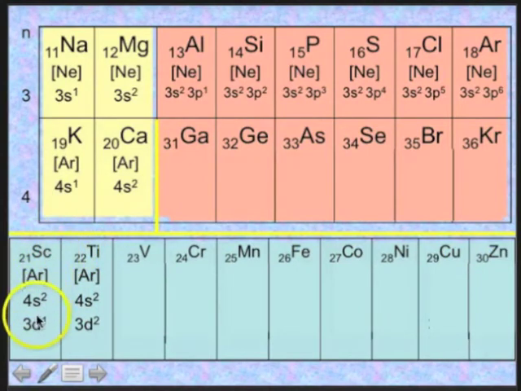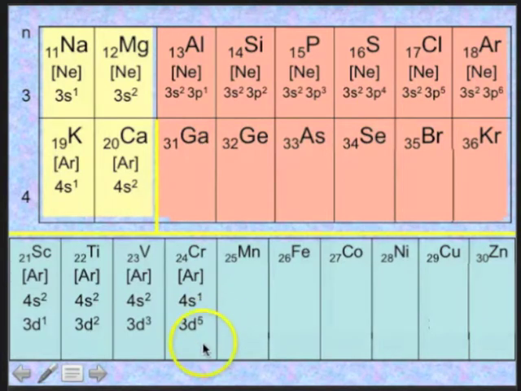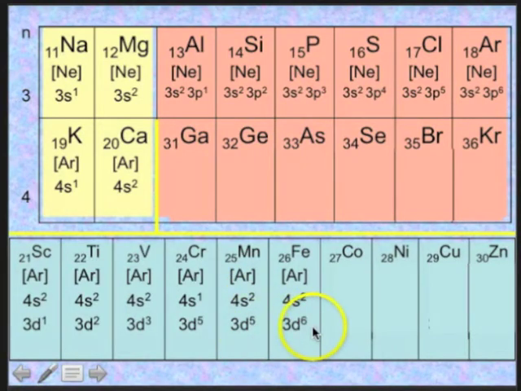So scandium ends with the argon core 4s2 3d1, titanium 4s2 3d2, vanadium 3d3, and then chromium, where an interesting thing happens. It's not 4s2 3d4. It would rather have a half-filled set of d orbitals. So that's going to be 4s1 3d5. Then manganese is going to put an extra electron in that 4s. It'll be 4s2 3d5. Iron is 4s2 3d6.